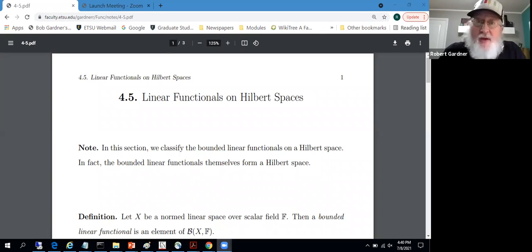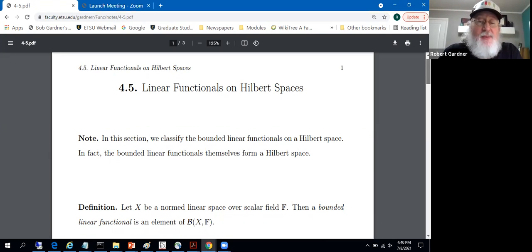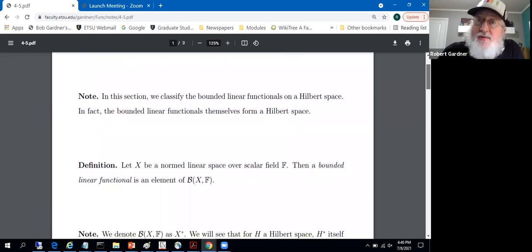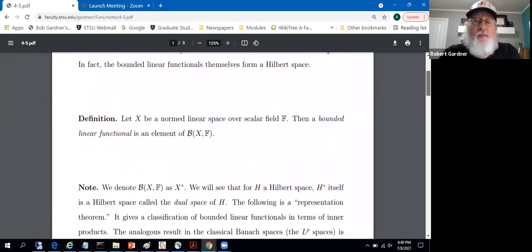All right, well, it's about time for this. Let's formally define what a linear functional is, this being functional analysis and all. What we'll do in this section is classify the bounded linear functionals on a Hilbert space. In fact, we'll see that the bounded linear functionals themselves form a Hilbert space.